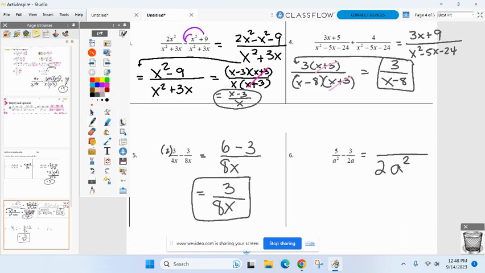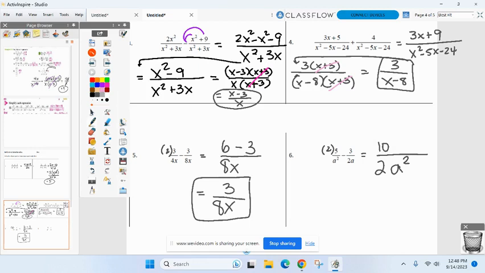What's the denominator in the first fraction? A squared, right? So now I got to say, what do I need to multiply A squared by to get 2A squared? 2. Everyone agrees 2? So that's what you multiply the top by, 2. And that becomes a 10.